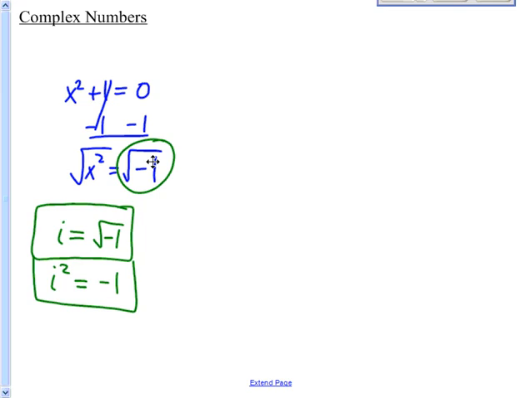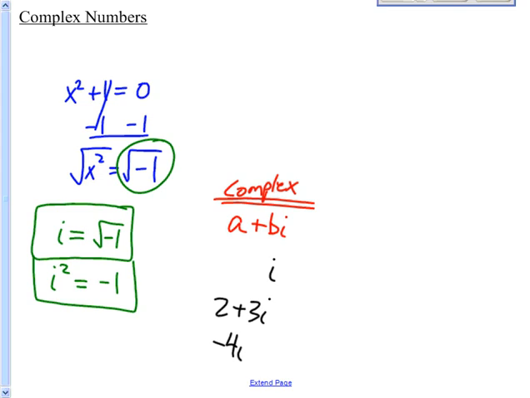Anything of the form a plus bi, where a and b are real numbers, is called a complex number. For instance, i is a complex number, just the old i. 2 plus 3i is a complex number. Negative 4i is a complex number. All of these are complex numbers.